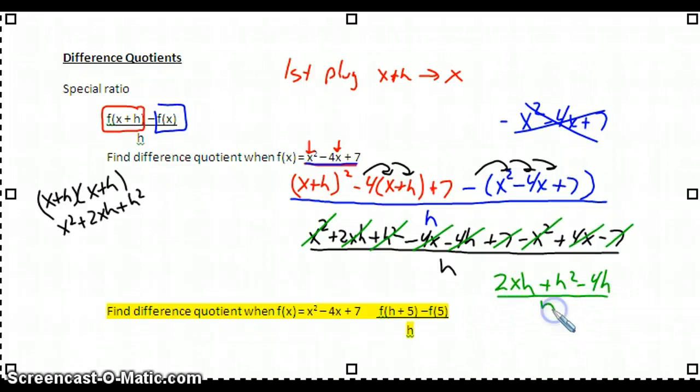So now what I'm going to be able to do is I can get an h to go out of all of these if I pull out the h as the greatest common factor. So I could rewrite my numerator as h times 2x plus h minus 4. And I get the h's to cancel out then. So my final answer would just be 2x plus h minus 4.